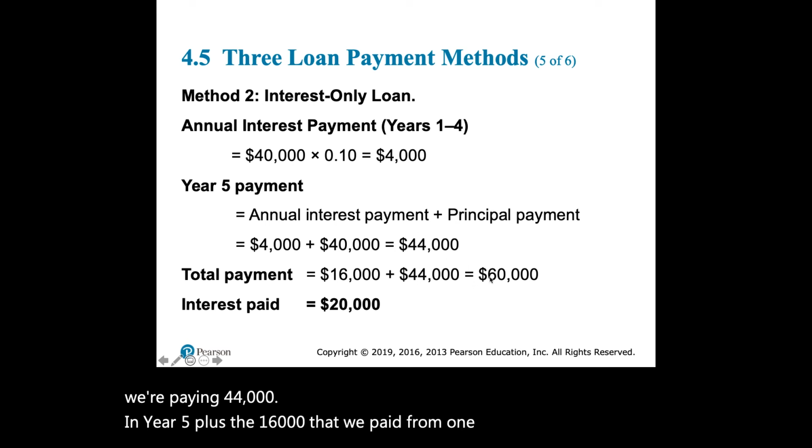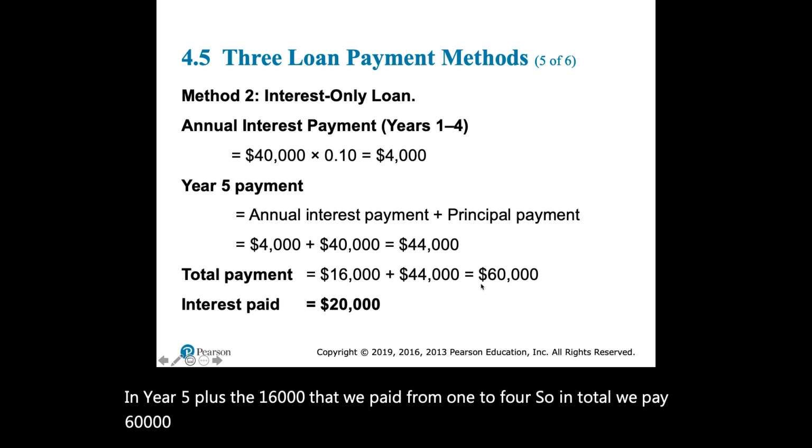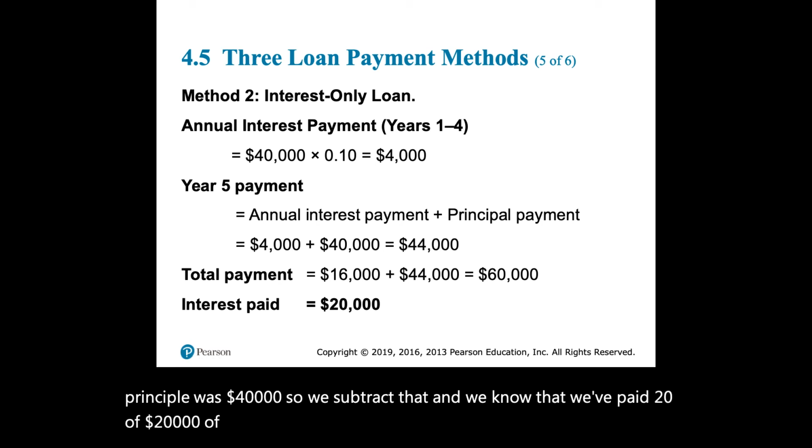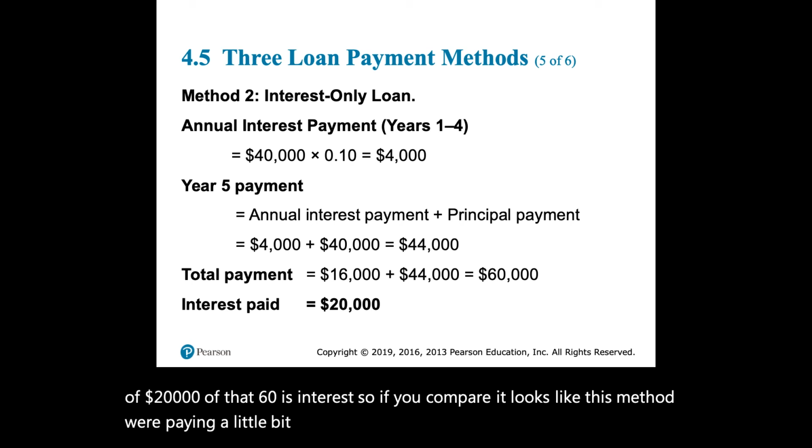And remember, what was the principal? You got it. The principal was $40,000. So we subtract that, and we know that $20,000 of that $60,000 is interest. If you compare, it looks like with this method we're paying a little bit less interest than with the discount loan. And we can talk about why in a second.